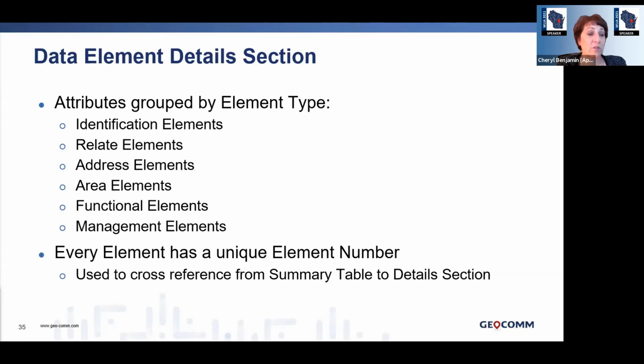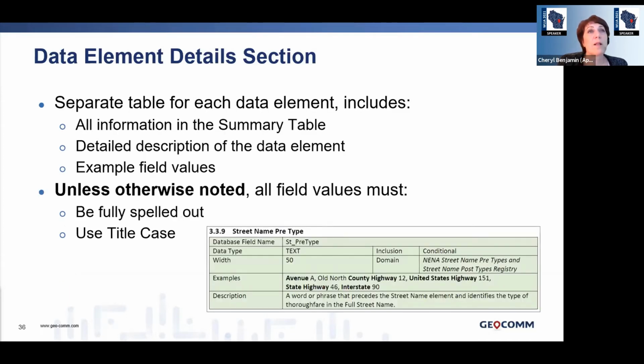That particular detailed field, and here's an example on the screen for the street name PreType, will have a separate table for each data element. It's going to include all the same information that was in the summary table: your data type, your width, your inclusion, your domain. And then it's also going to give a detailed description of the data element and provide some examples. Unless it's otherwise noted in that particular section for the field name, everything must be fully spelled out, and you also have to use title case.